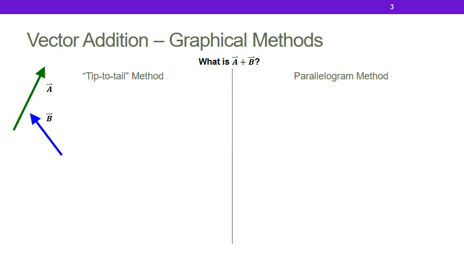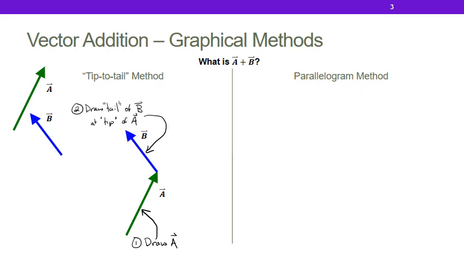Now, the graphical method is straightforward. Let's suppose I have two vectors, A there in the green and B in the blue, and I want to know what their sum is. I can do two different methods for adding vectors graphically. The first method is called the tip to tail method, and it works as follows. I take my first vector, in this case A, and I draw it. And then at the tip of A, I start the tail of B, and I draw B.